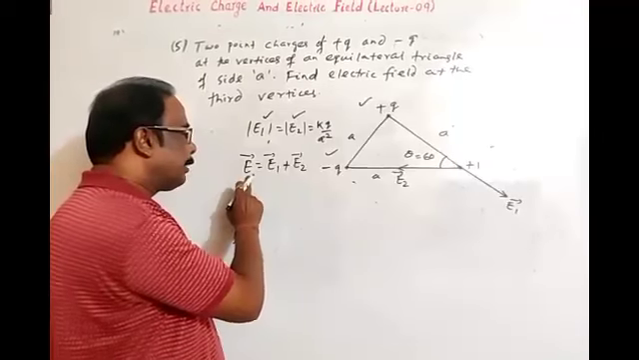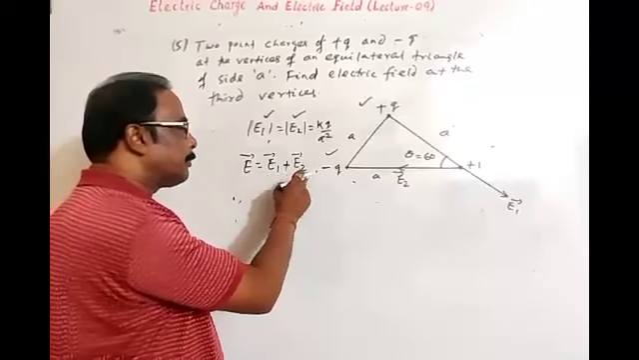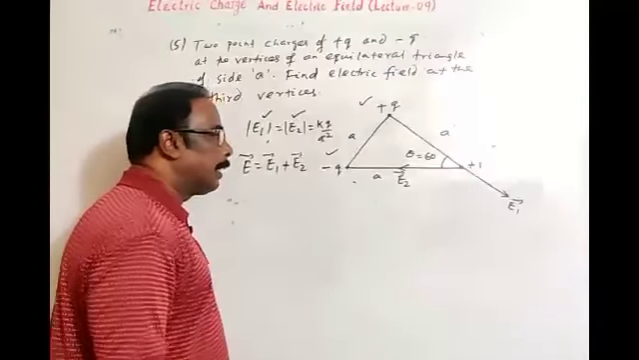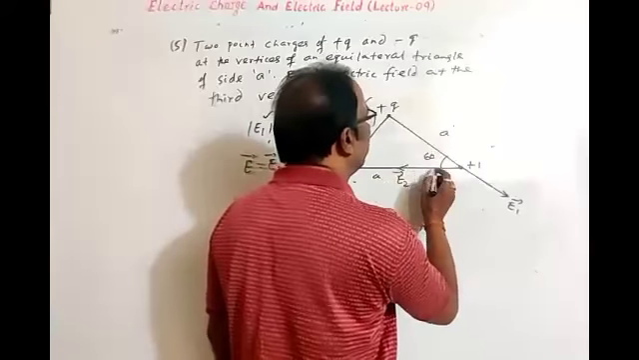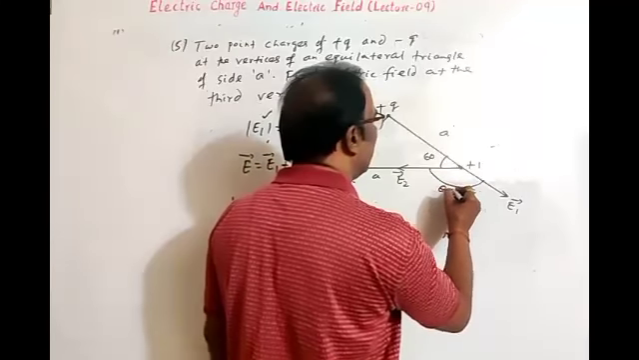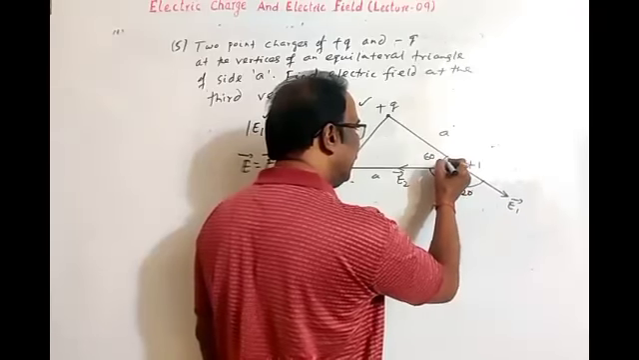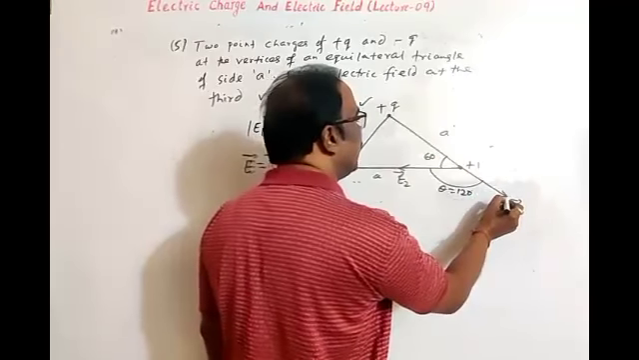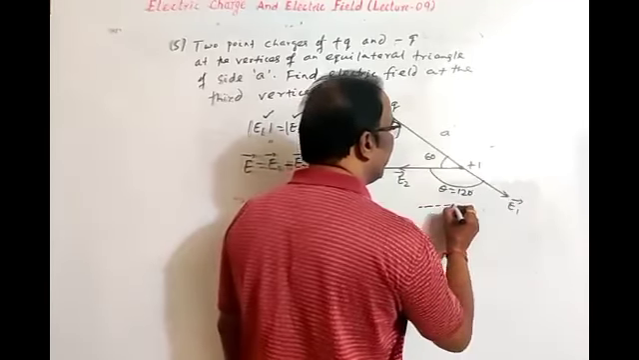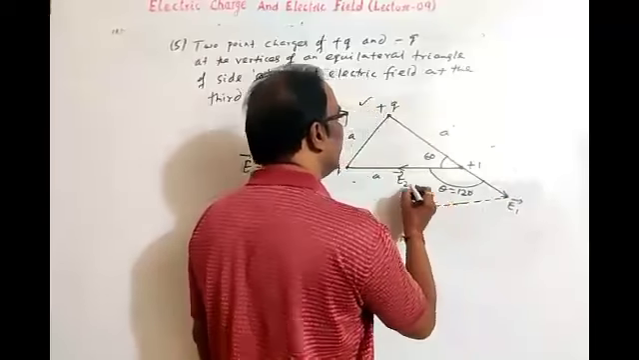Then we have to get the resultant field intensity due to the sum of the two field intensities E1 and E2, and the angle between them, let theta be equal to 120 degrees. The total angle is 180 degrees and this is 60 degrees. Now again, let's follow the parallelogram law.